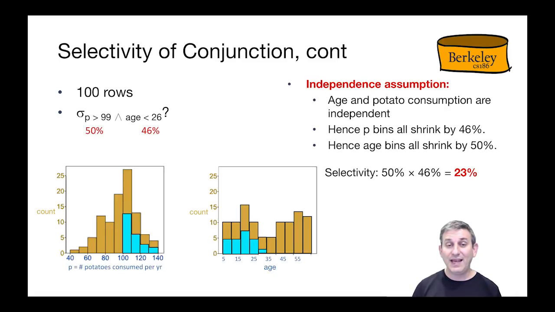Alternatively, if you want to look at the age histogram, we could say that every age bin is going to be shrunk by 50% because of the potato consumption percentage. Either way you slice this, you're going to come up with 50% times 46% on the left or the right, which gives you 23% of the total values. And this assumes this independence of the two predicates, which won't always be true. It might be the case that old people like potatoes better than young people, but we're going to assume independence all the time in selectivity estimation.